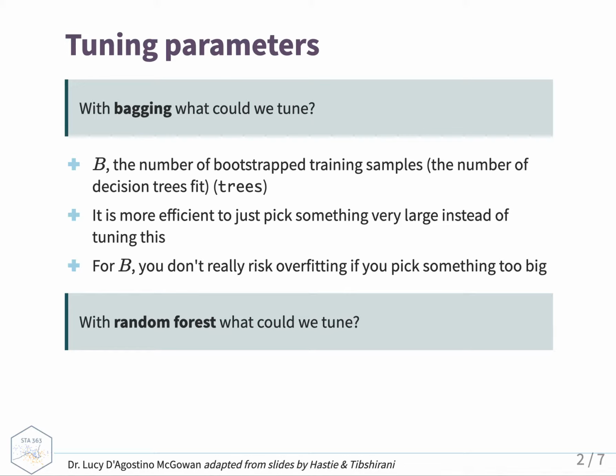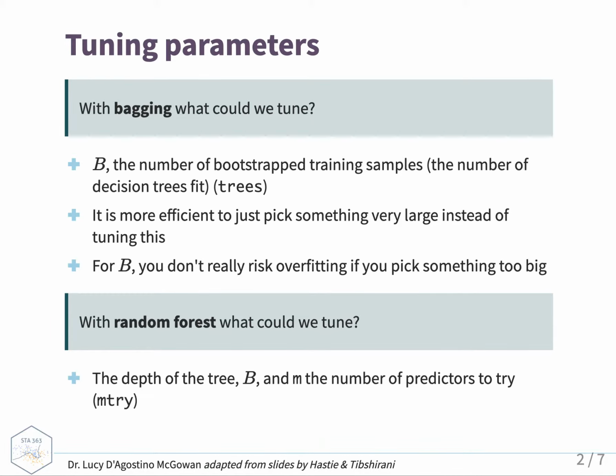With random forest, what were the things that we tuned? Now we have two things. We have B, and we also have M, the number of predictors to try. In R, this is mtry. The default for mtry is the square root of p, and this does pretty well. There's not a huge reason to tune it, although of course you can if you'd like to.